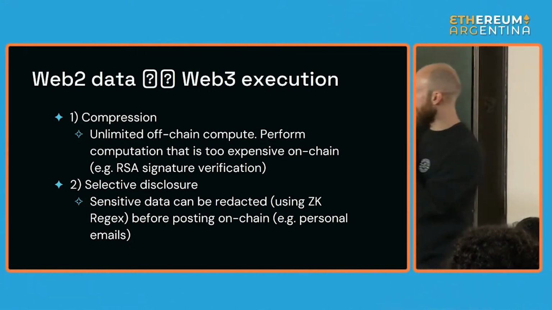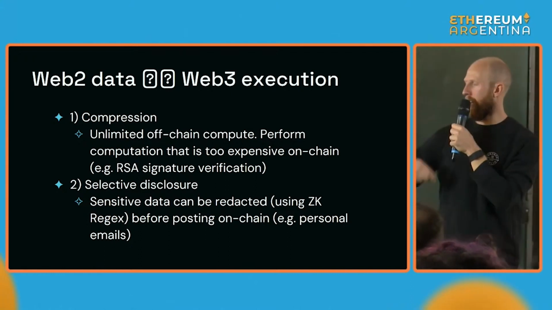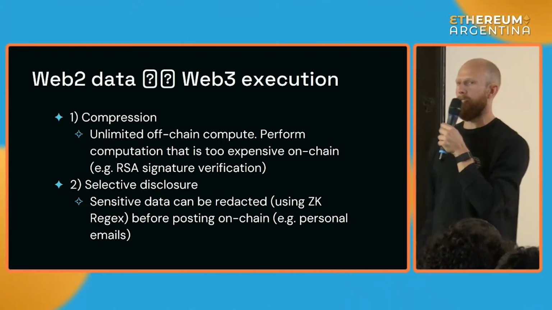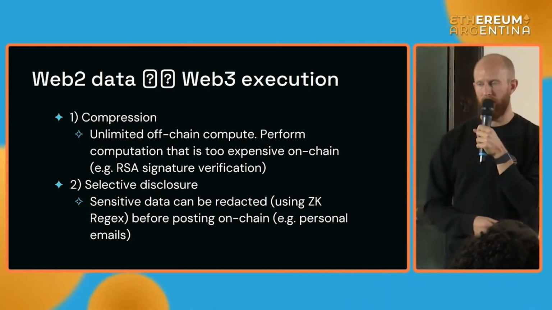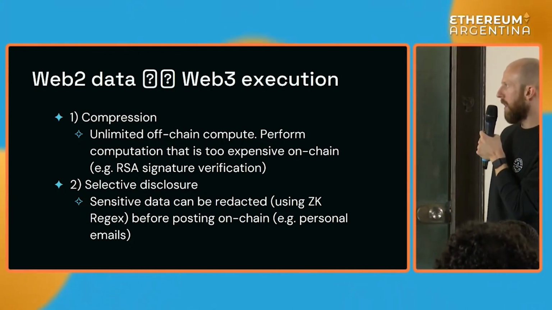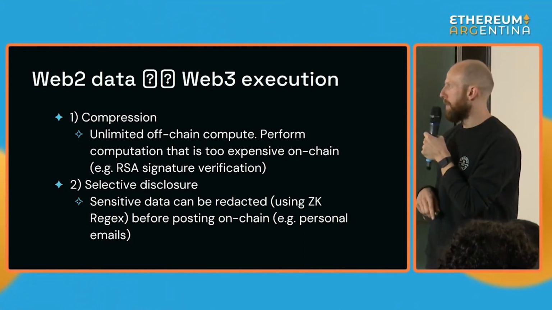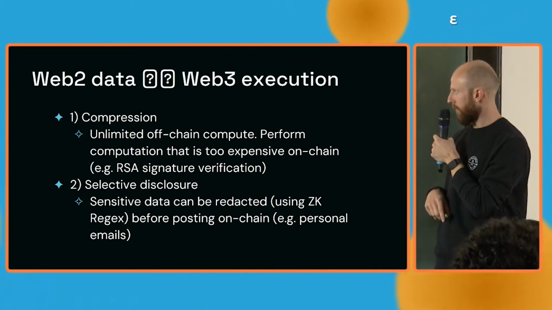We mentioned this email example again, something like doing an RSA signature verification. Right now, that's a computation that is just too expensive to do on-chain. You just run out of gas. But doing that off-chain and submitting a proof is a nice way to get around it.